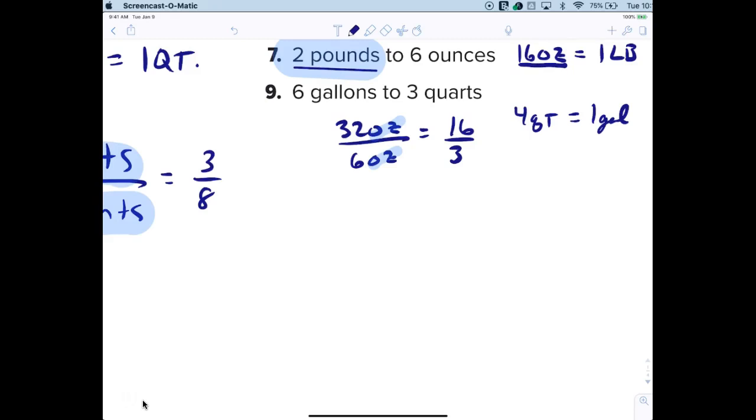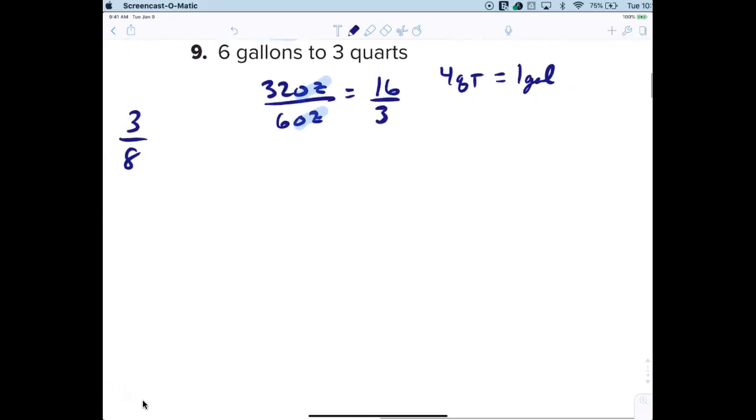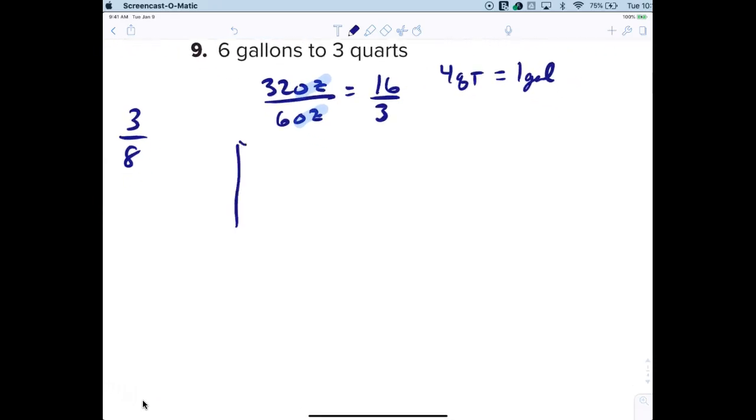So if you have 6 gallons, that means you had how many quarts? 6 gallons. Okay, so let's look at it this way. I'll draw it out for you just to make sure. Here's 1 gallon. Come on now, I need everybody to listen.